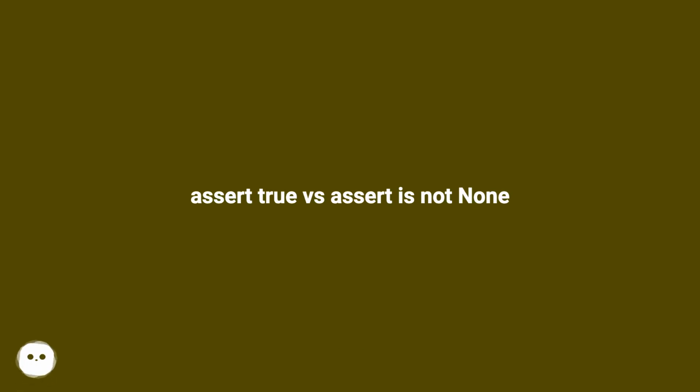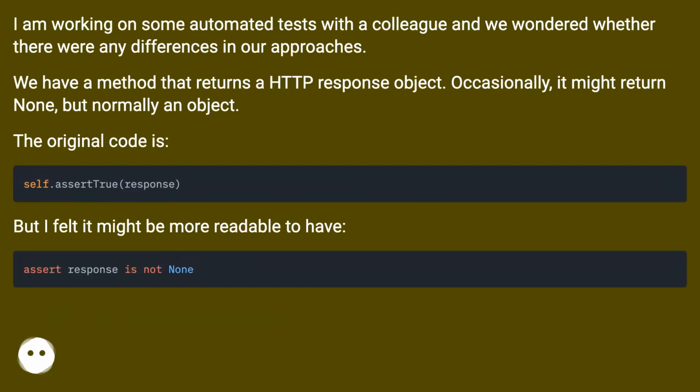Assert true versus assert is not none. I am working on some automated tests with a colleague and we wondered whether there were any differences in our approaches. We have a method that returns a HTTP response object. Occasionally, it might return none, but normally an object.